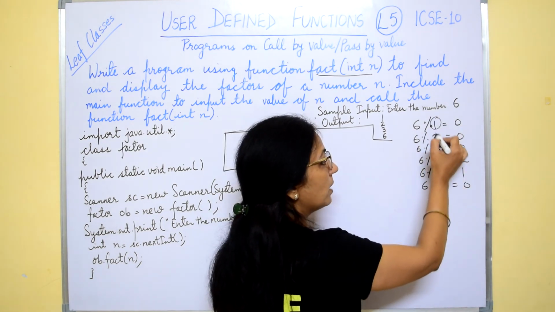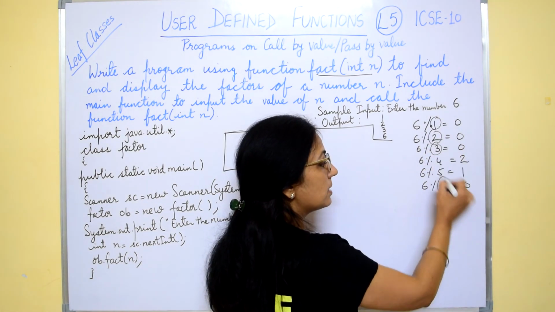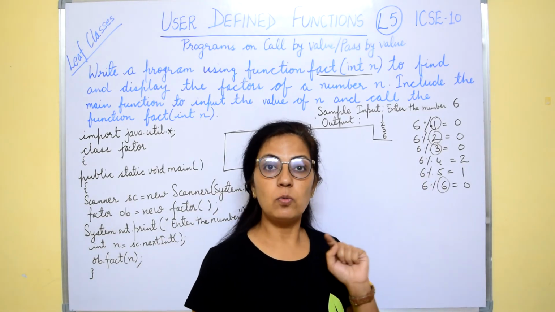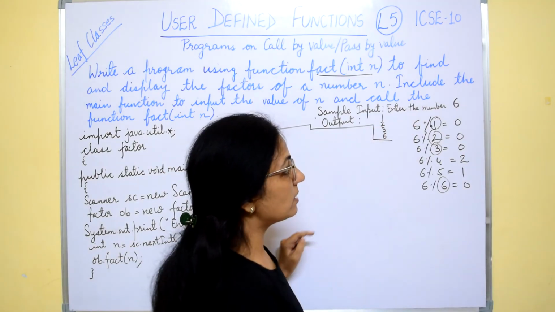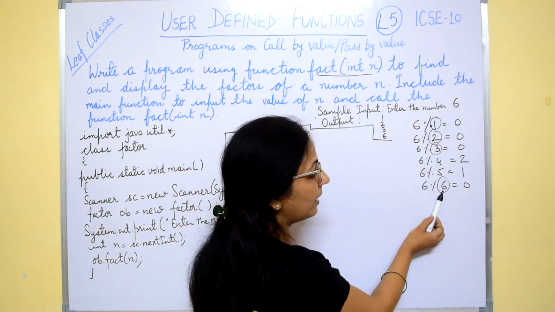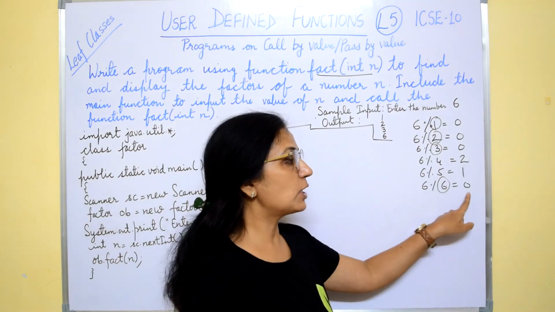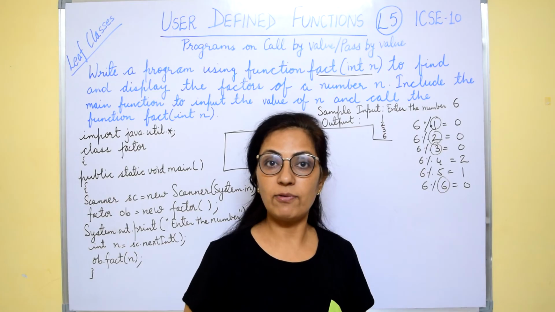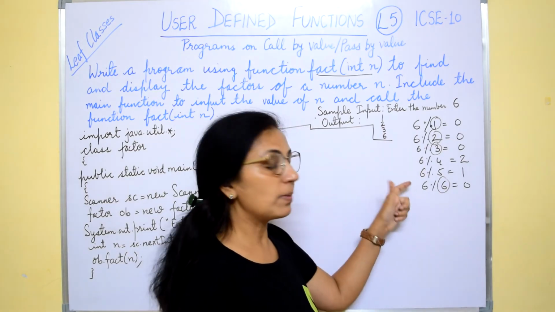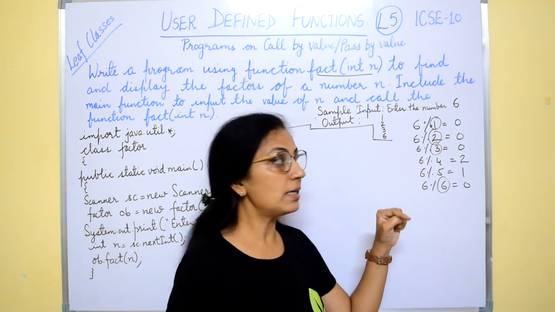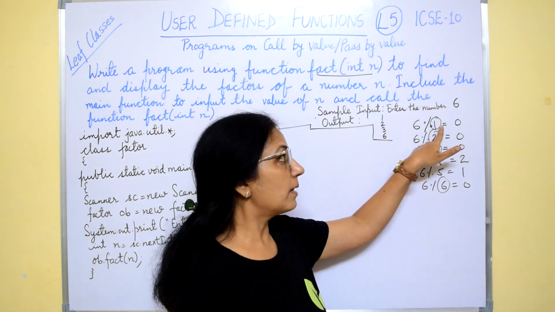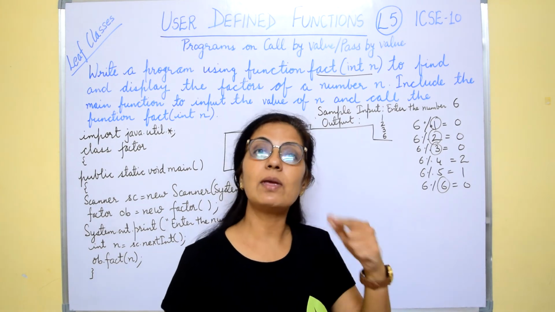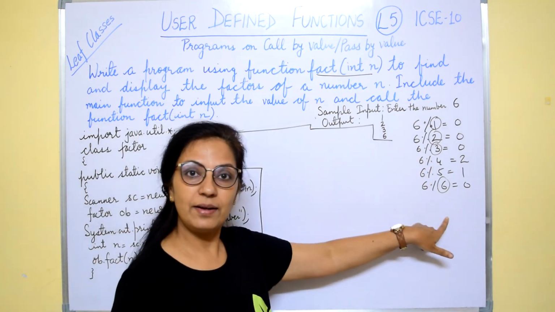So here 1, 2, 3 and 6, these 4 are the factors of number 6. So what we have to do is start dividing from 1 till that number, and every time check if the remainder is 0, which means the denominator is a factor. Here 6 is the same number which the user has entered, and the divisor starts from 1 and goes till that number, so we have to take a loop and find the remainder.